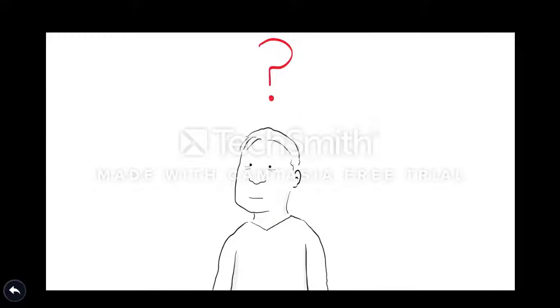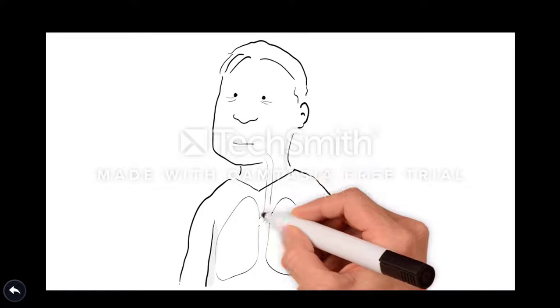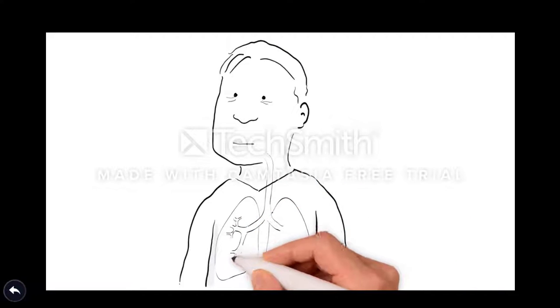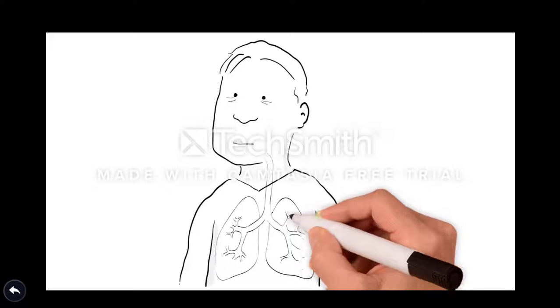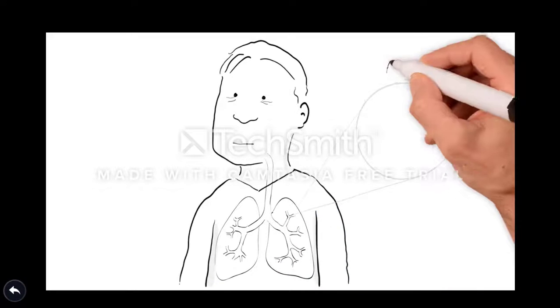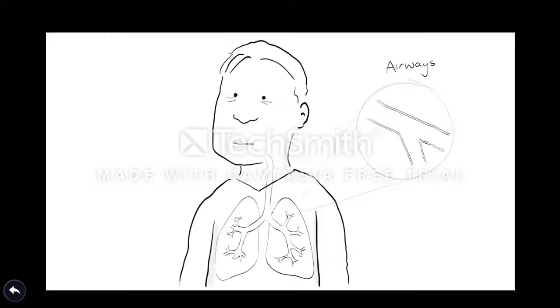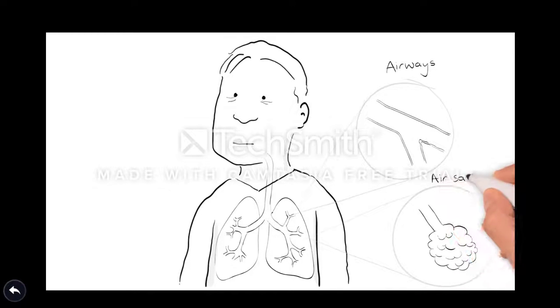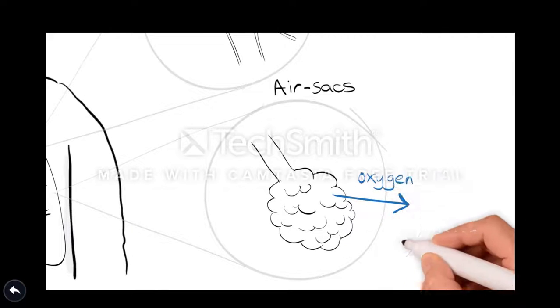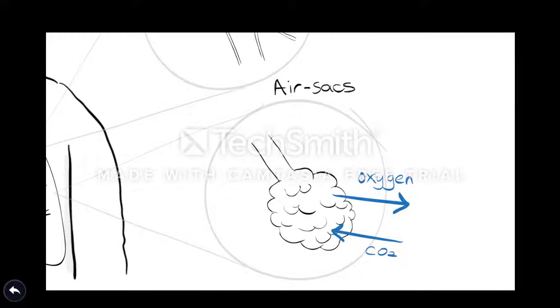But what exactly is COPD? First, let's see how the lungs work. The lungs are a spongy network of airways and air sacs. When we breathe in, air travels down branching airways, which become smaller and smaller, ending up in tiny air sacs. In these air sacs, oxygen from the air moves into the blood, and carbon dioxide moves out.